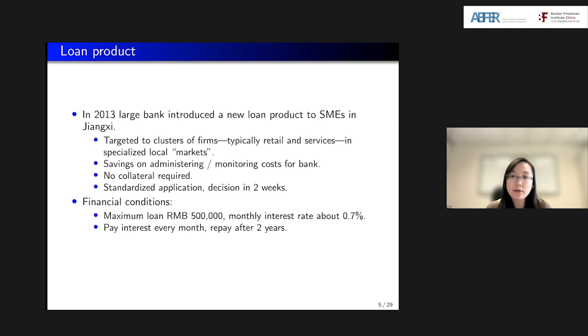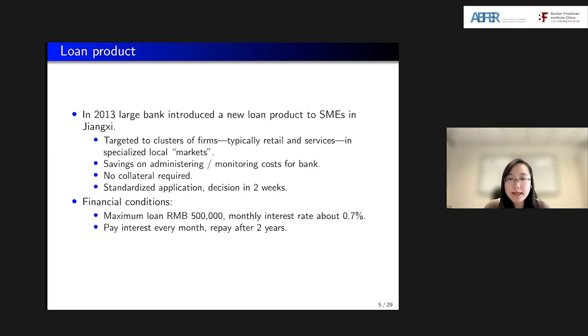And because of those cost reductions, the bank does not require any collateral for the product. And they also try to standardize the application process and make sure that they make a decision in 2 weeks. So those made the loan product very attractive to potential borrowers at that time.